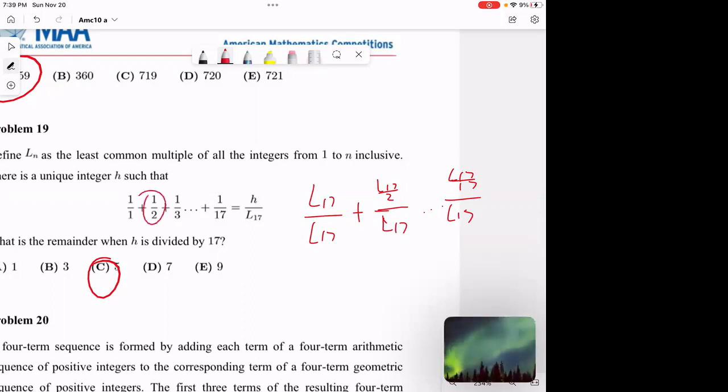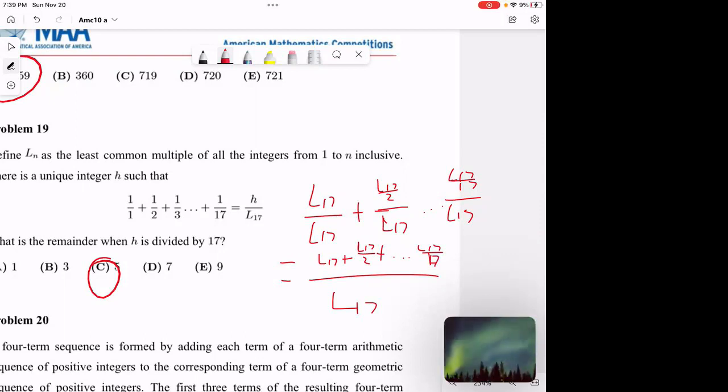Because this is just 1/2, and if 1 is L of 17 over L of 17, so this one's just going to be L of 17 over L of 17 and then over 2. And then we just move that over to the top, which gives us a whole thing of L of 17 plus L of 17 over 2 plus ... L of 17 over 17.